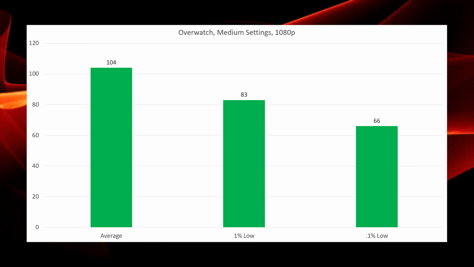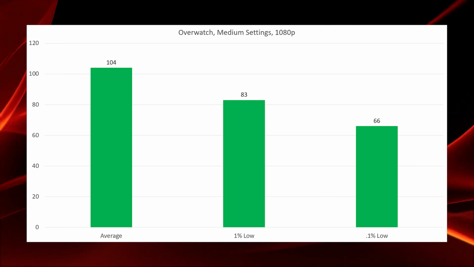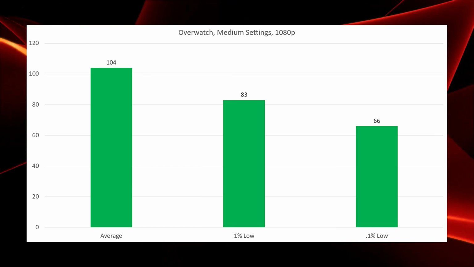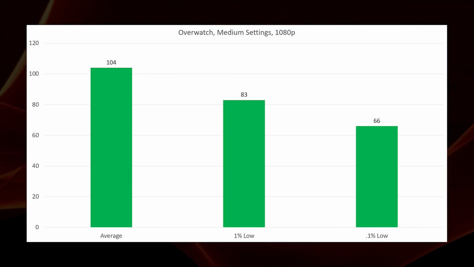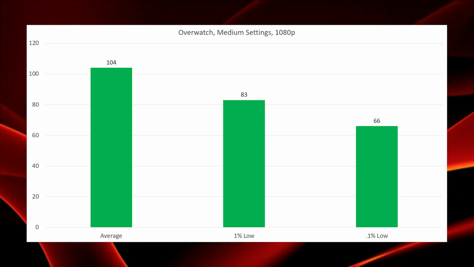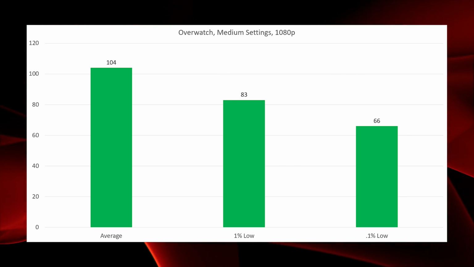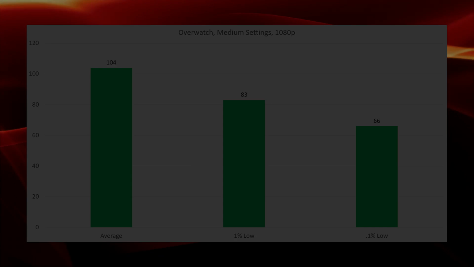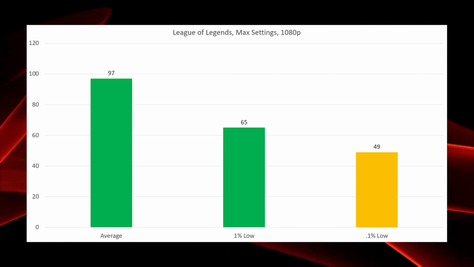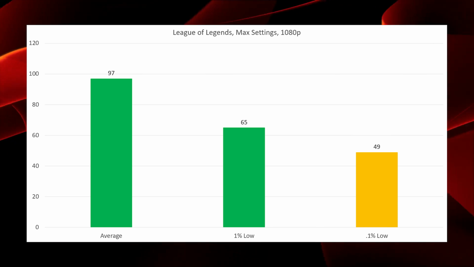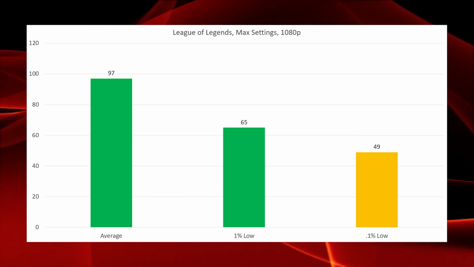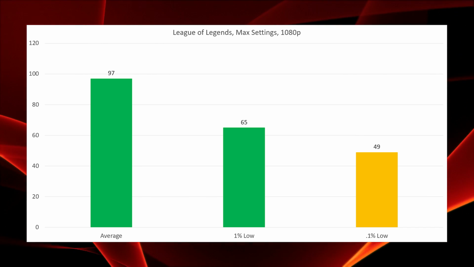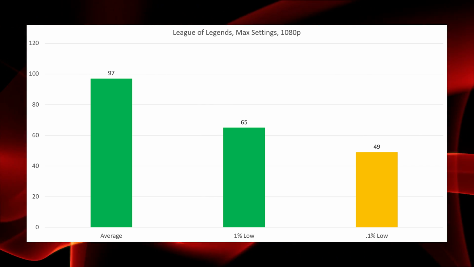Now, first up, with the 860K being paired with the GTX 660, we have Overwatch on medium settings at 1080p, and we have an average of 104, a 1% low of 83, and a 0.1% low staying above the 60 mark at 66. League of Legends was next with an average of 97, a 1% low of 65, and that 0.1% low did dip below 60 at 49. However, again, max settings, this was an extremely good experience.